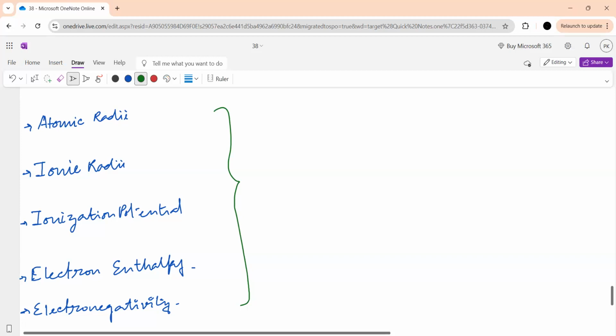Hello? Ma'am, we don't have ionization potential. You don't have ionization potential, you sure? Yes, ma'am, we have ionization enthalpy. Okay, it's the same thing. Ionization potential or ionization enthalpy, it's the same thing. Okay.